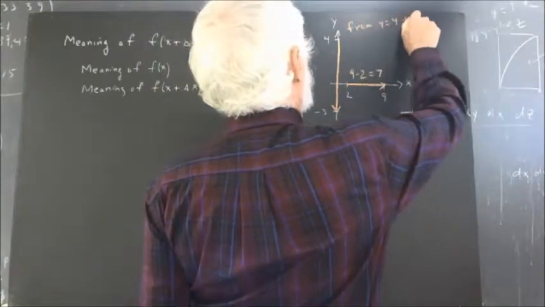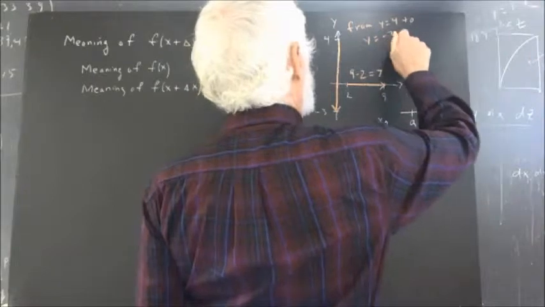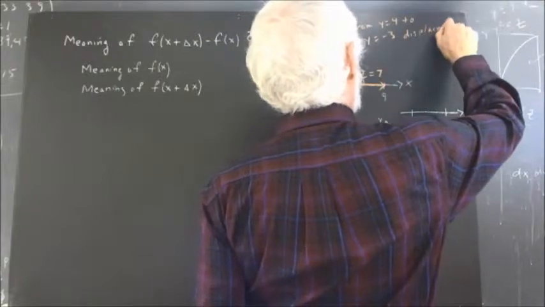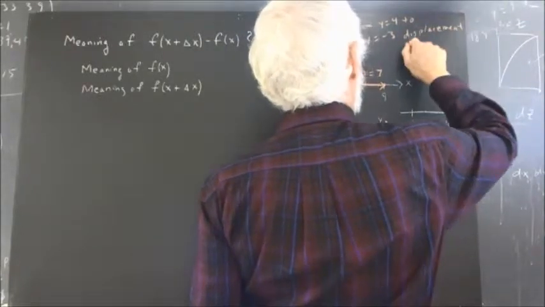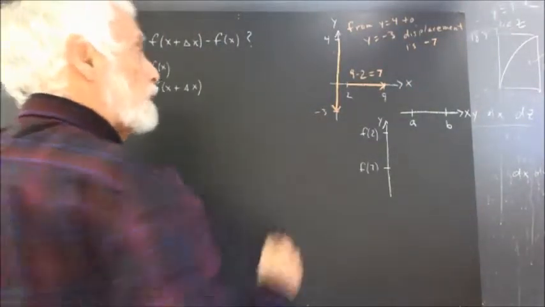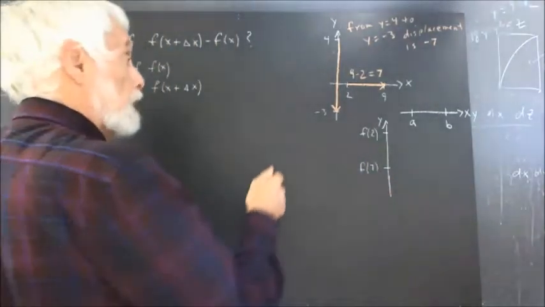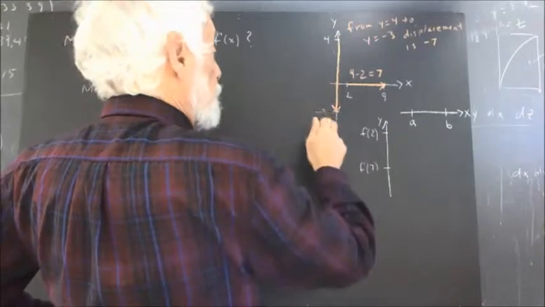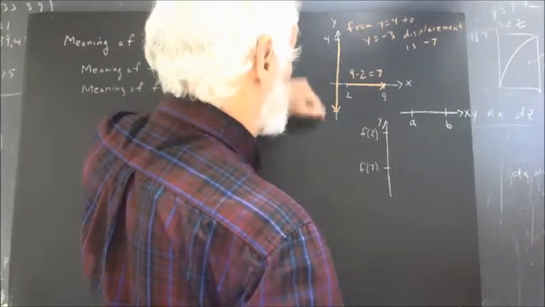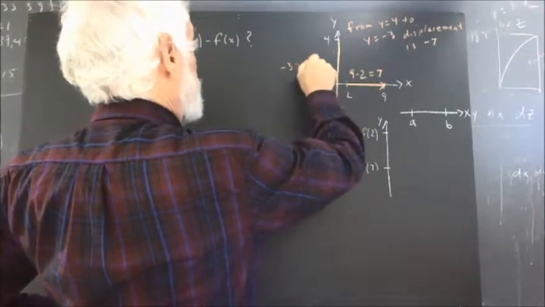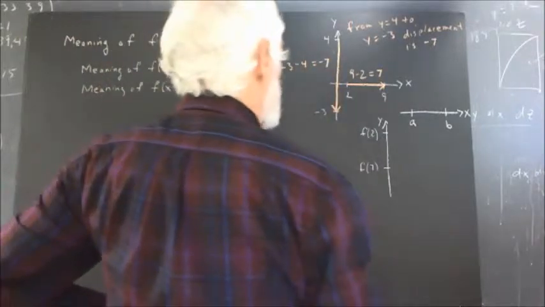From y equals 4 to y equals negative 3, and I'm going to call that a displacement, is negative 7. Now, we can get that just by saying we've got 4 here, we've got 3 here, and we're going in the negative direction. But to do it with a simple calculation, we would do negative 3 minus 4. Subtracting the first from the second, subtracting the 4 from the negative 3. So we have negative 3 minus 4 equals negative 7.